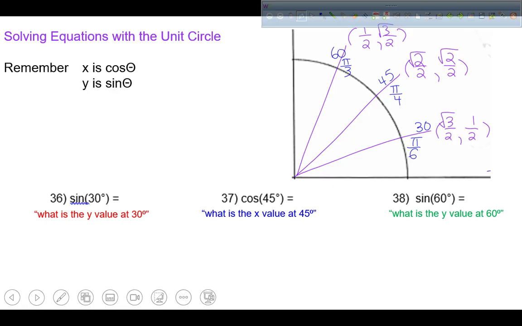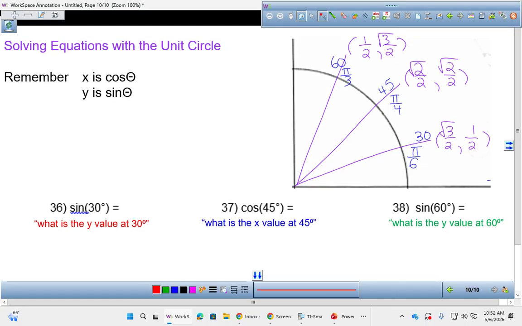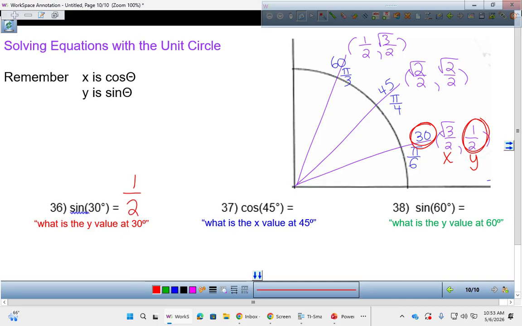All right. The first question says, what's the sine of 30 degrees? What I need you to remember is that cosine is x values and sine is y values. So when I ask you what's the sine of 30 degrees, what I'm really asking you is what is the y value at 30 degrees? Because sine is what? So I go to 30 degrees, which is right here, and I look at the y value, which is right here. So the sine of 30 degrees is 1/2.